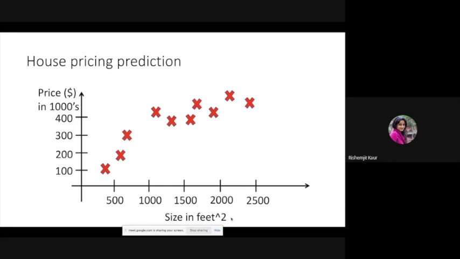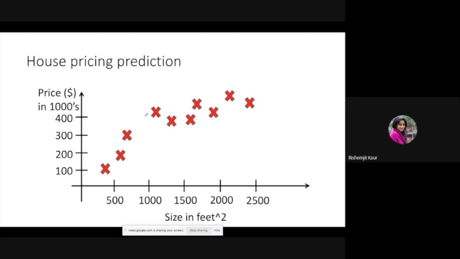So here you see again a scatter plot which tells us about the size of houses and its actual price. Now you can see that we have certain data points here which are marked by these crosses. Now, what we need to understand is, let's say I want to know what will be the price of the house if the size is around 1,000.